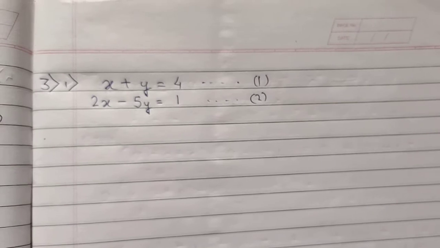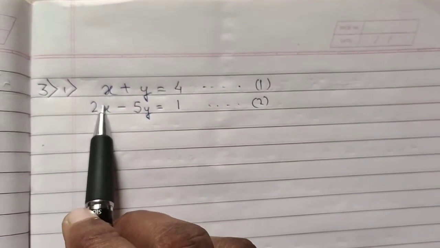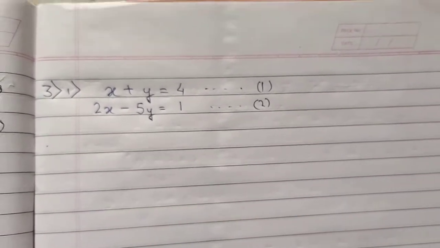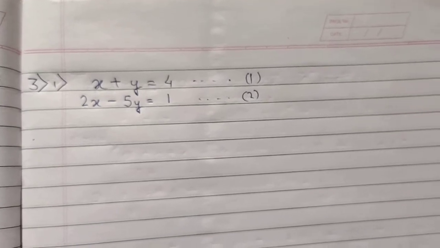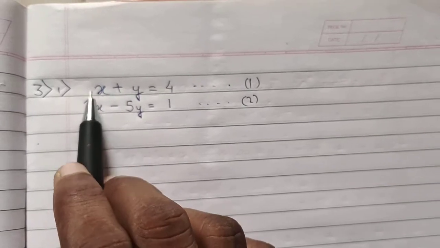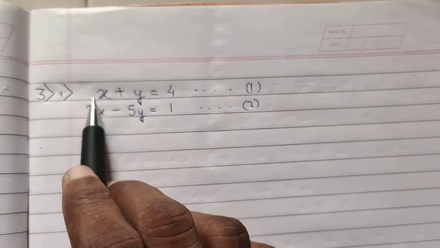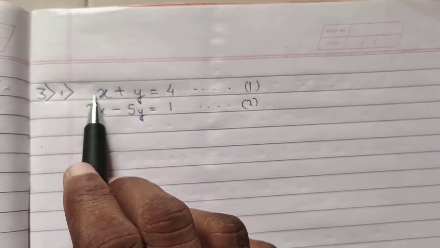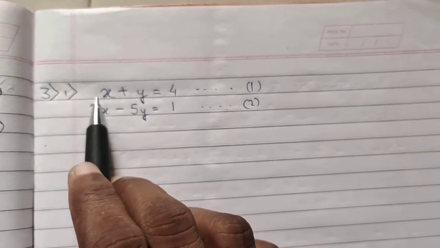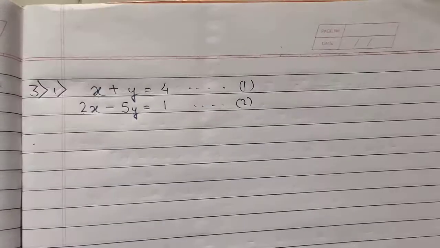Okay, so our first step is what? You have to make either coefficient of x same or coefficient of y same. It depends on you. Okay, so if you want to make coefficient of x same, so see here 2 is there, here 1 is there, so you can make easily 1 as 2. How? Multiply this equation by 2 because 2 is there, we want 2 here, so multiply this equation by 2 and you will get coefficient of x same.